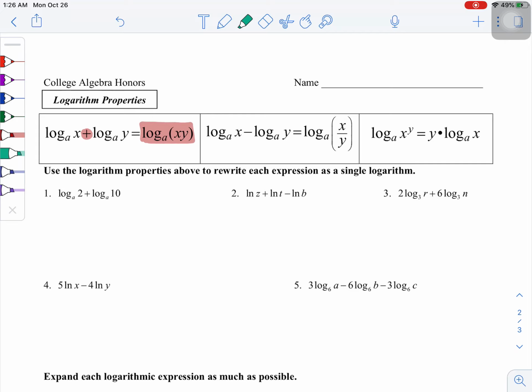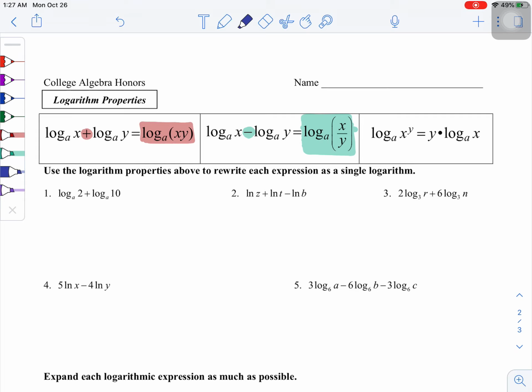The second property is if you are subtracting two logs with the same base. So log base a of x minus log base a of y, you can condense those two together and rewrite them as a single logarithm with a division of your two arguments, so x divided by y. Now, that's all fine and dandy.